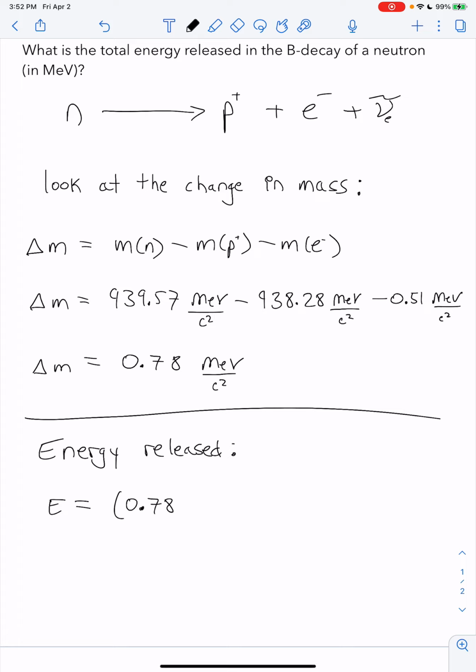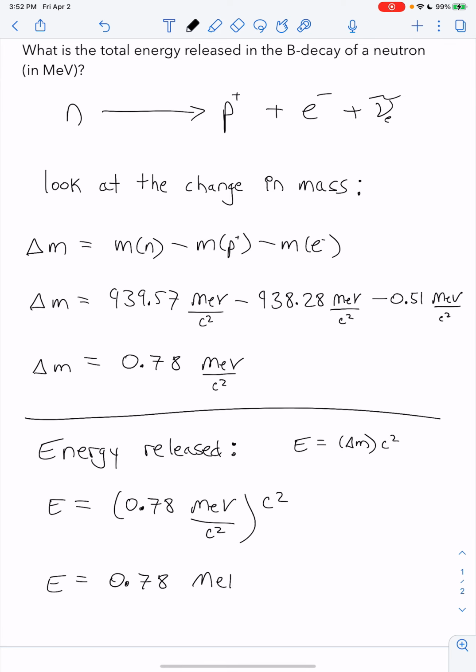So we've got 0.78 mega electron volts divided by c squared, and our equation here is E is equal to, really it's our change in mass times c squared, and I think you probably see how easy this part becomes. So our energy is going to be 0.78 mega electron volts. And that's why that unit is very convenient under these types of problems. We're done.